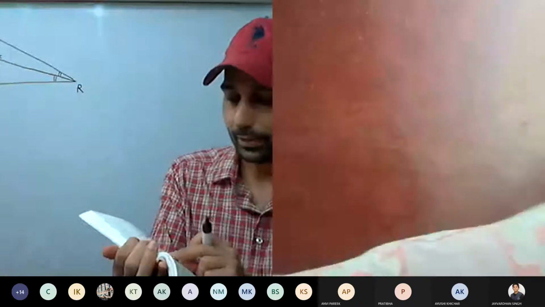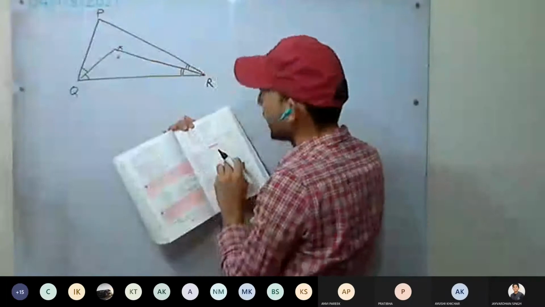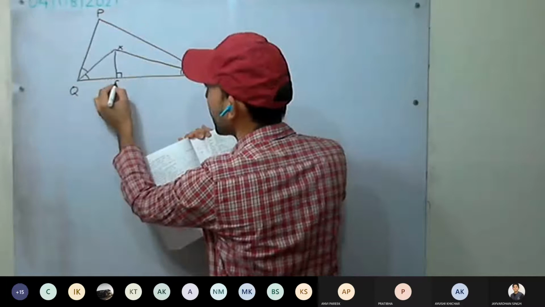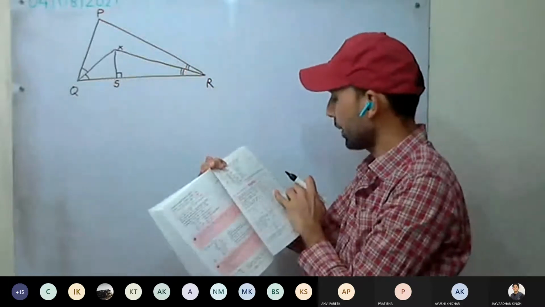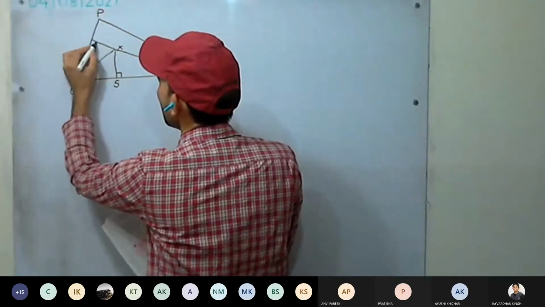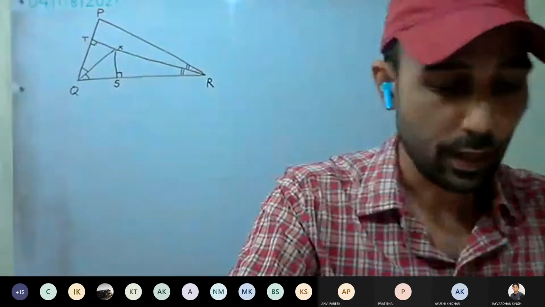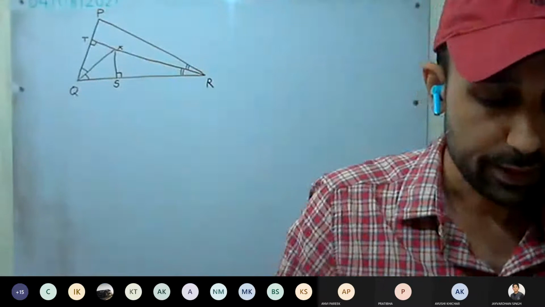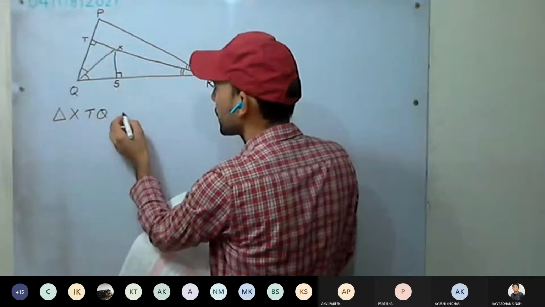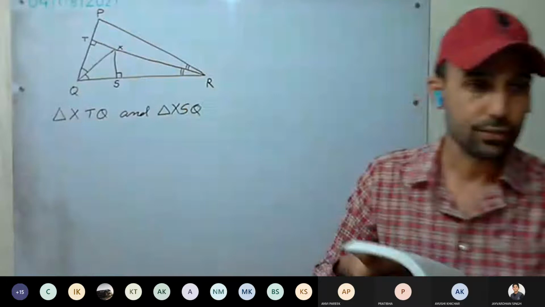If XS is perpendicular to QR. So we are drawing one line perpendicular to QR, XS. It is perpendicular to QR. And XT perpendicular to PQ. Now we have to prove triangle XTQ is congruent to triangle XSQ. This we have to prove.